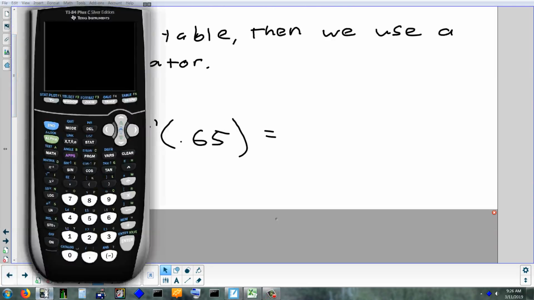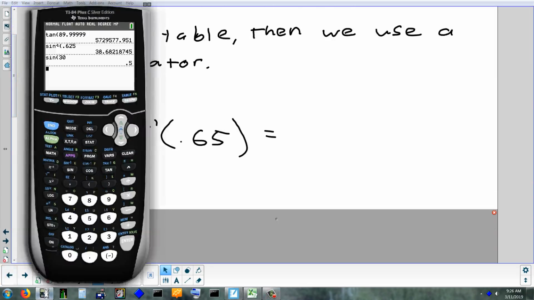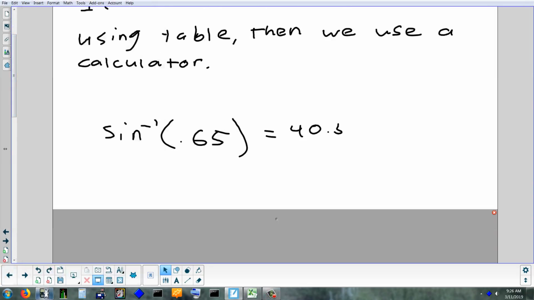So let's see what we got. To type inverse trig on my calculator on the board here and on the ones that you usually borrow, you have to press second and then the trig function you want. Okay, but you press second first. And now you type in 0.65. So I got an answer of 40.54 degrees.